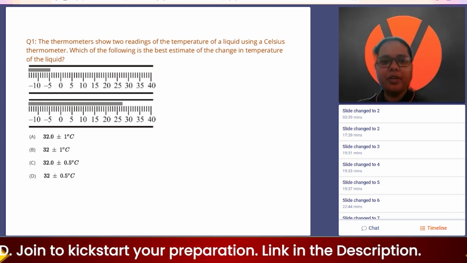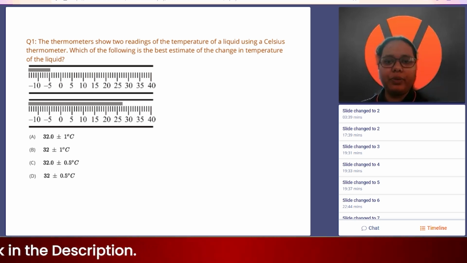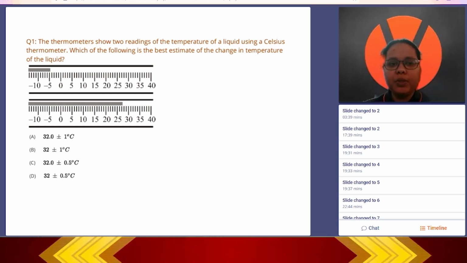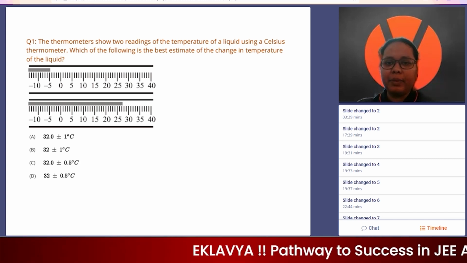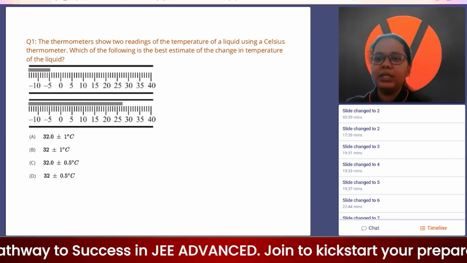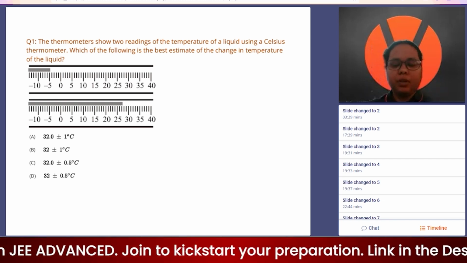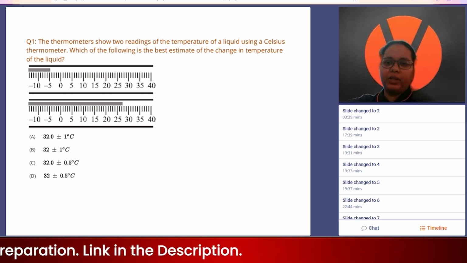And here is your first question. The thermometers show the readings of the temperature of a liquid using a Celsius meter. Which of the following is the best estimate of the change in temperature of the liquid? See, this is the question. Now, look at the first diagram, what they have given here.